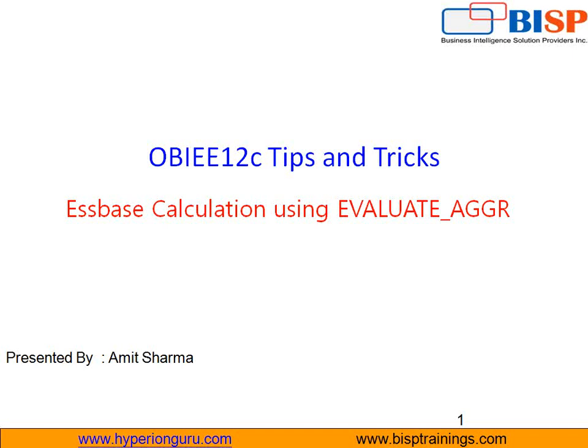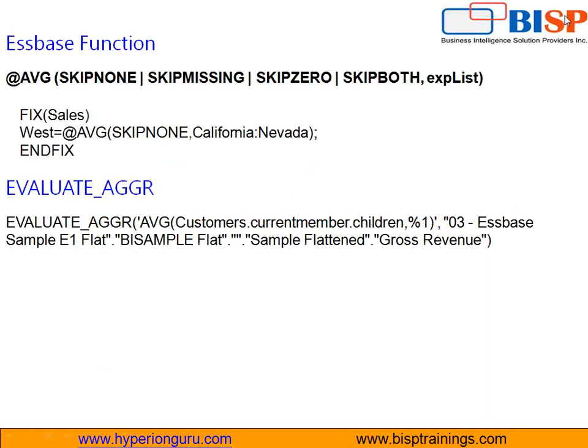For the sake of simplicity I'm going to use a simple example of calculating average, and we would be using the evaluate aggregate function in OBIEE RPD. So let me explain the function first and then how to use it. As you know, we can directly execute source data functions by using the evaluate aggregate function.